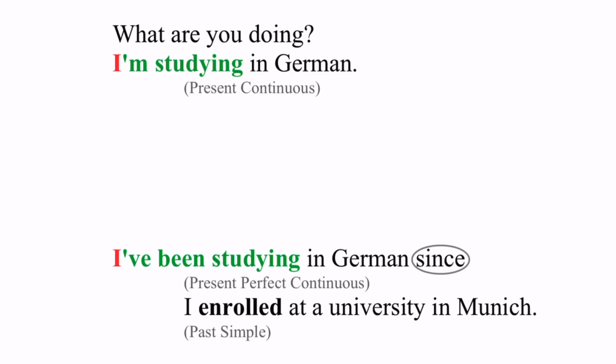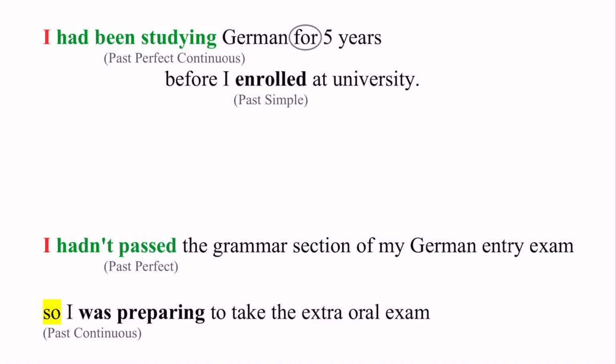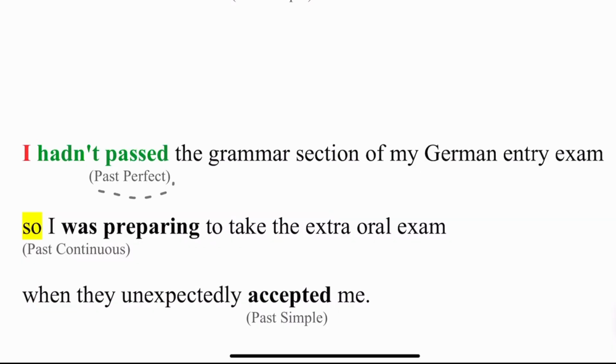Another example. What are you doing? I'm studying German. I've been studying German since I enrolled at a university in Munich. So I've been studying, present perfect continuous. I enrolled, past simple. I had been studying German for 5 years before I enrolled at university. I hadn't passed the grammar section of my German entry exam, so I was preparing to take the extra oral exam when they unexpectedly accepted me.